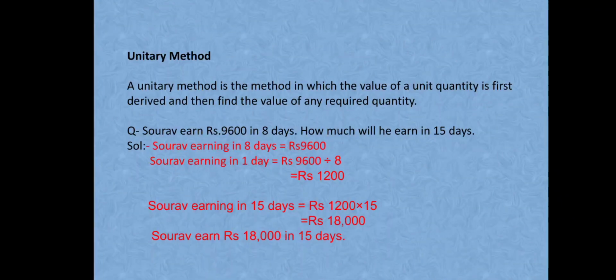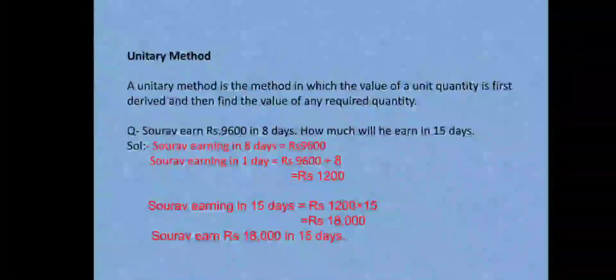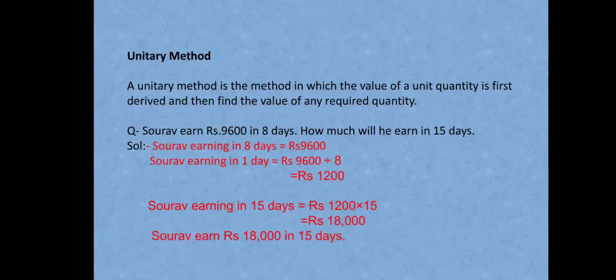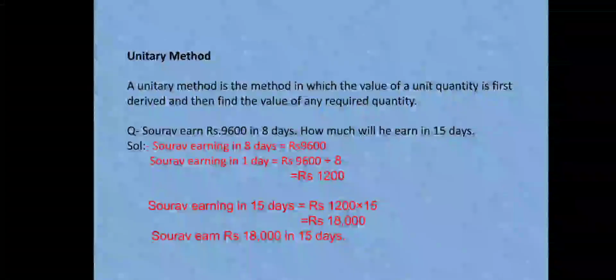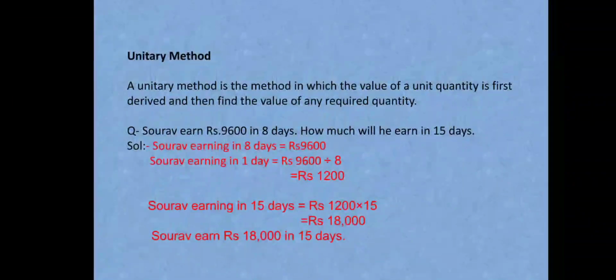Let's move to our last topic of this chapter, which is unitary method. First of all, let's revise what is unitary method. A unitary method is the method in which the value of a unit quantity, the value of quantity 1, is first derived and then we find the value of any required quantity. Here we first of all find the value of one quantity, and according to that we find the value of the required quantity. Let's do one question related to this topic.